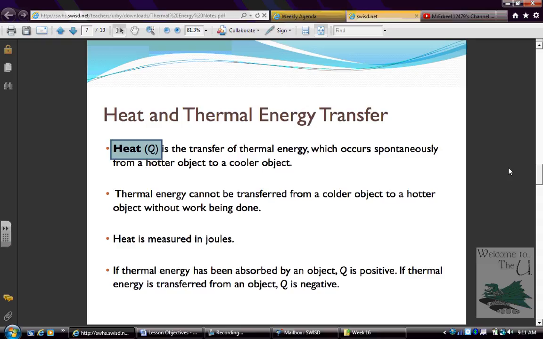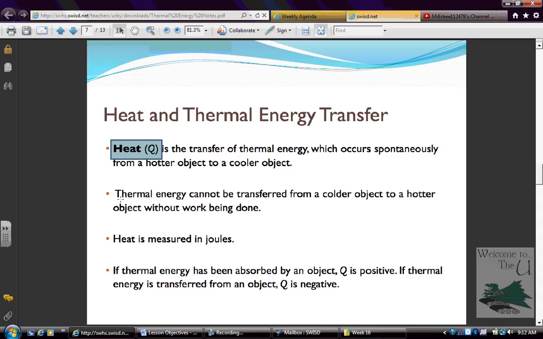So heat is the transfer of thermal energy which occurs spontaneously from a hotter object to a cooler object, which is to say if you bring something warm in contact with something cool or bring them even close to each other, the heat is going to get transferred from that hot object into the cooler object naturally.